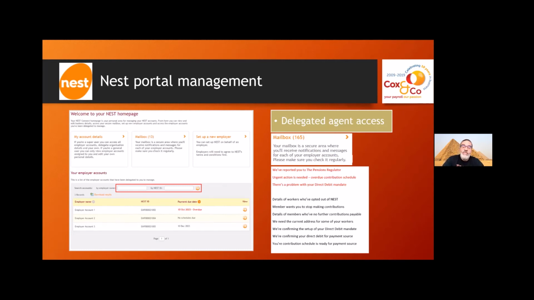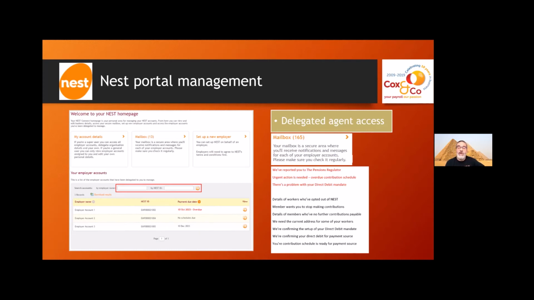Then you get the next in the list. I've done them more or less in order of importance. Details of workers who've opted out of Nest. So you get a notification to tell you someone's opted out. Obviously, you need to action that through payroll, or we do, I should say. We need to make the necessary changes, make sure contributions are refunded, etc. And we also need to be aware, because if we've already prepared a contribution schedule which includes that employee, when you upload it, because they've opted out, it will generate an error. So it's good to know that that's happened, so that we can be ready for the error, or take them out of the file before you do it.